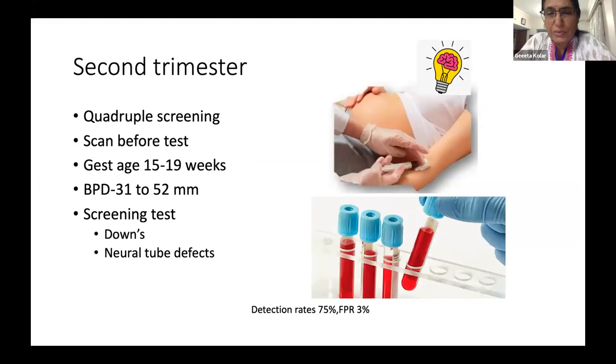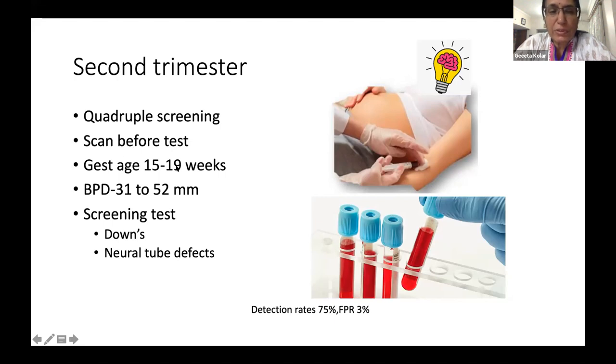So having finished the first trimester, we will now move on to the second trimester. Anytime after 15, 16 weeks is when our second trimester starts. And this is where, if she has missed the first trimester screening with NT and biochemical, we offer her quadruple screening. It is certainly a must to have a scan before the test, because you may have obvious abnormalities or multiple pregnancies, which, if you miss, the results are not going to be reliable.